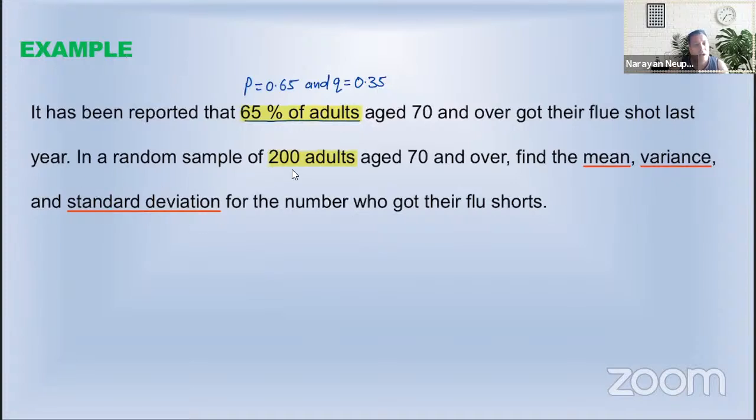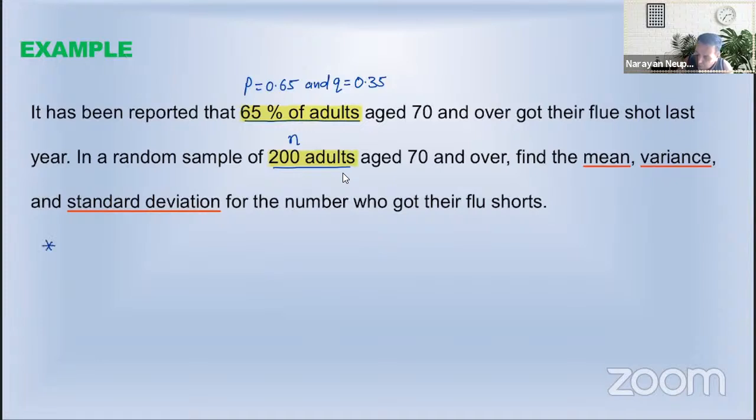In a random survey of 200 adults, this is your n equal to 200 in that age group. When you ask these 200 people whether they are vaccinated or not, they will say yes or no. The probability that they will be vaccinated is 0.65, and that they will not be vaccinated against flu is 0.35. Now, what we are asked to do is find the mean, variance, and standard deviation for this binomial probability distribution.